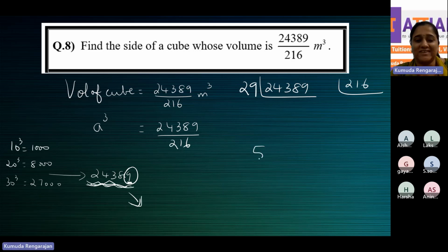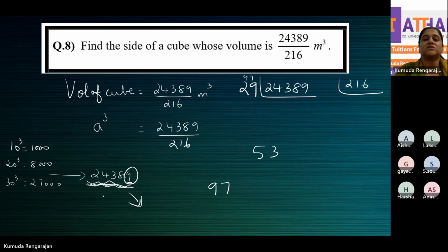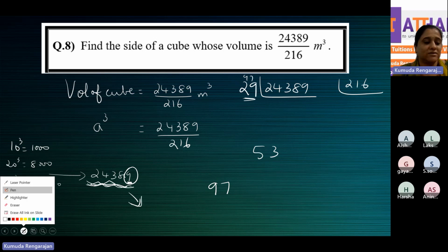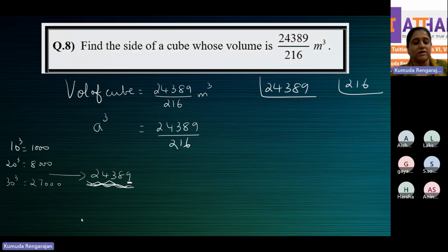Now imagine if it is 53. 53 is also a prime number. Imagine if it's 97. 97 is a prime number. And what if you had to start off with 97 here? So it's important that you identify the range in which the number lies and guess the cube root of the number, so that you can take that number directly in the prime factorization.